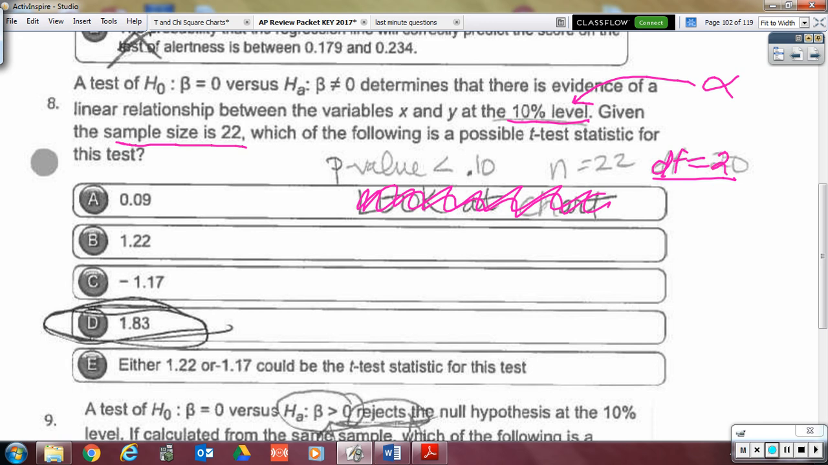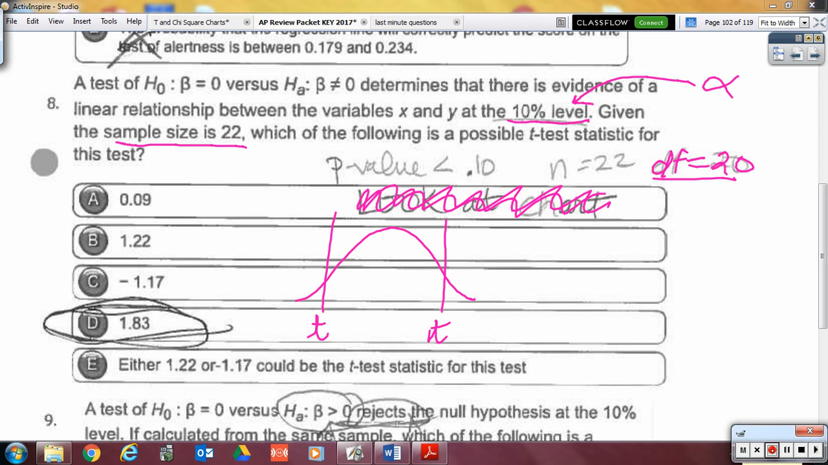All right. So the question is, what's a possible t statistic? Okay, so I got my alpha. That's how much is in my tail, and I need to find the t-score. Okay, so I got my t-score here and here. Because, tell me about this 10%. Is this 10% all in one tail, or is it split between two tails?